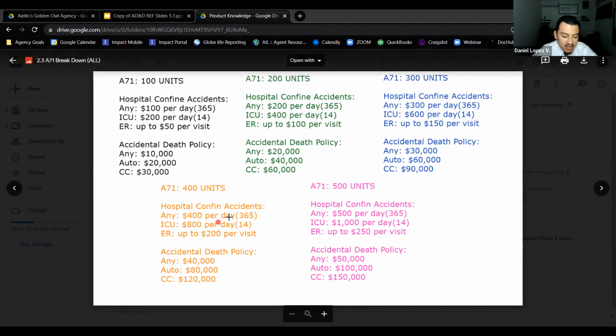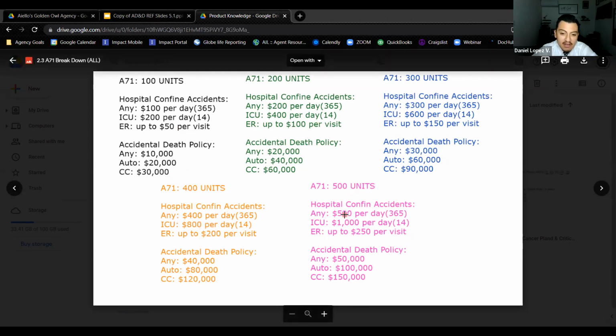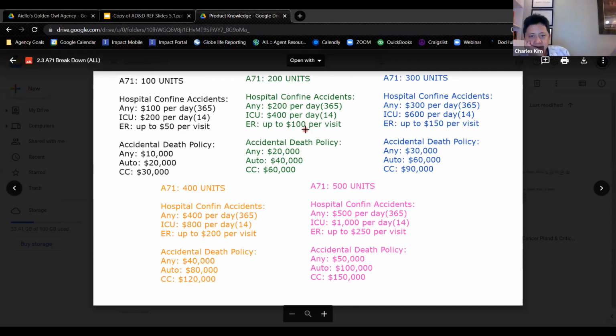400 units, $400 per day they're confined to the hospital, 800 double. 500 units, $500 they're confined to the hospital, 1,000 if they're in the ICU. You guys get that part? Yeah. That's the easiest way you can remember this.